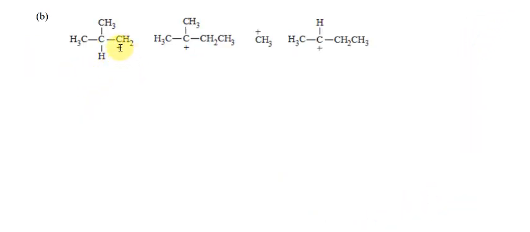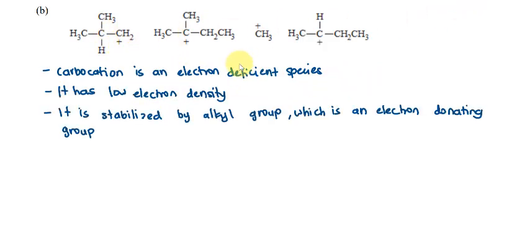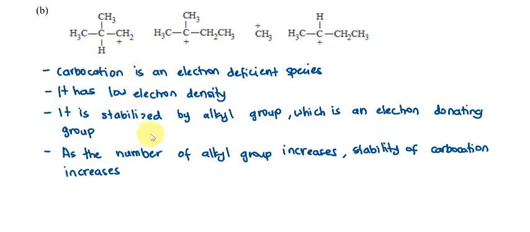Next, we have a positively charged carbon. This one is a carbocation. A carbocation is an electron deficient species, and same as our carbon radical just now, it has a low electron density on this carbon. Thus, an alkyl group, which is an electron donating group, will stabilize this carbocation. As the number of alkyl groups increases, the stability of the carbocation will also increase. So let's have a look at our species here.